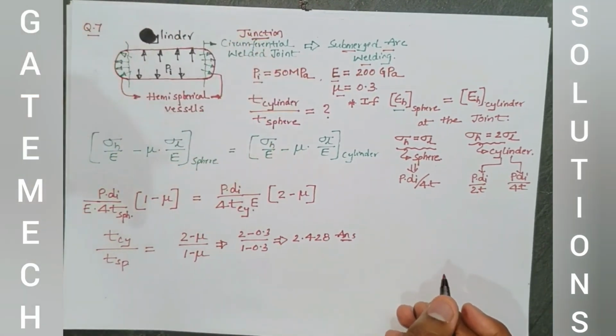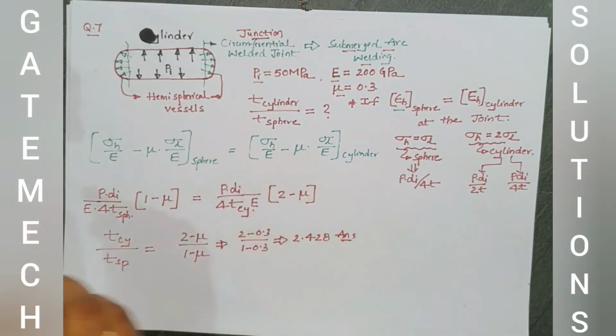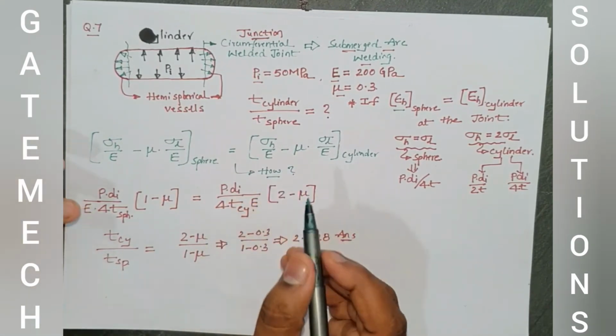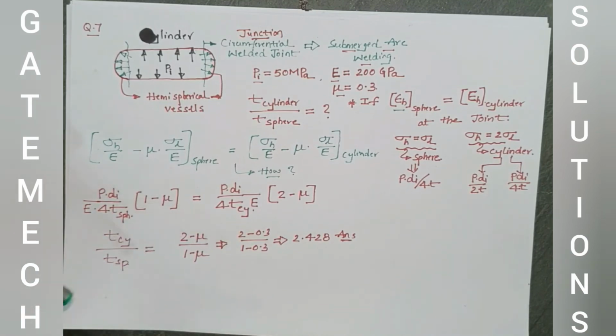If you are able to remember this relation, easily we can calculate. But how did this relation come? The derivation I am going to discuss. For that, there are some assumptions also. Those assumptions also I am going to give.